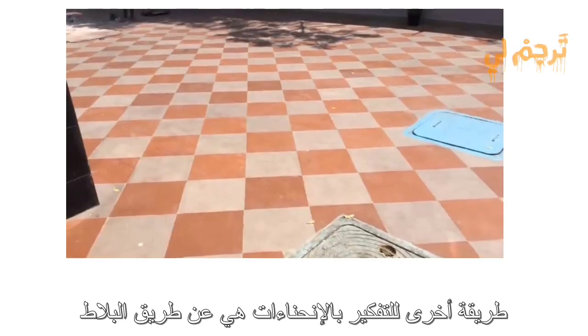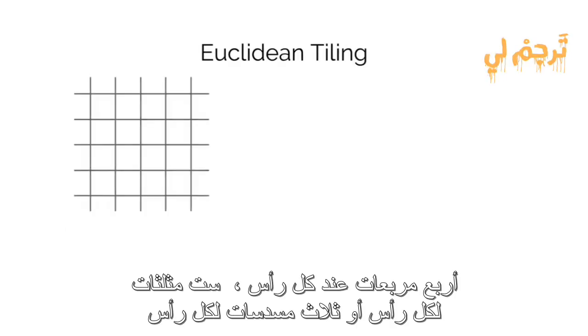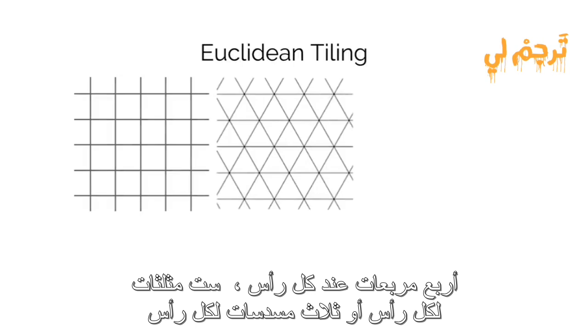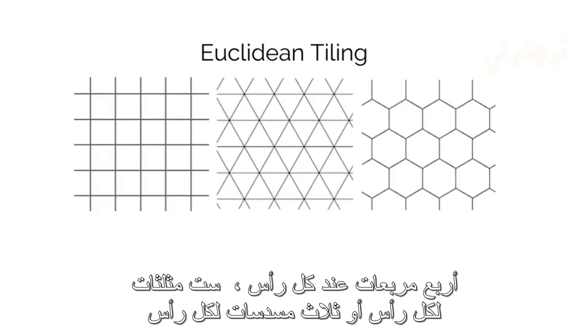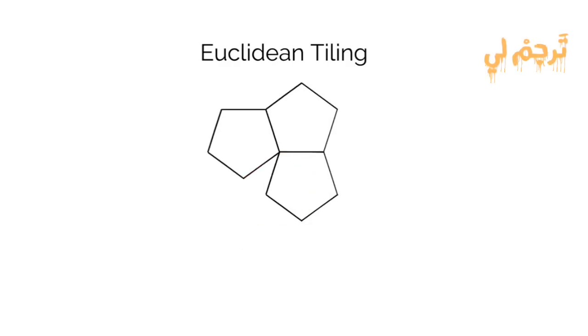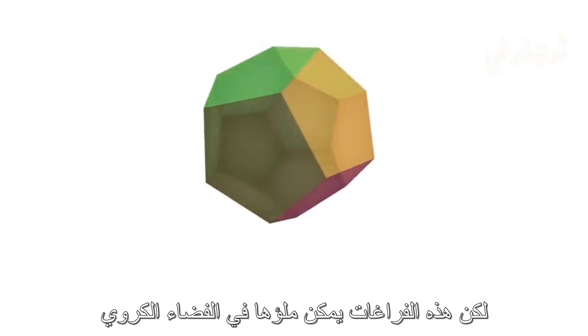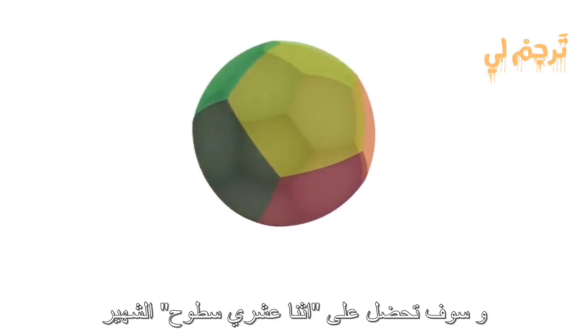Another way to think about curvature is with tiling. There's only 3 ways to tile the Euclidean plane with regular polygons: 4 squares at a vertex, 6 triangles at a vertex, or 3 hexagons at a vertex. If you were to try pentagons, you'd find that there's not enough space for 4, and too much gap for 3. But those gaps could get filled with spherical curvature, and you have the familiar dodecahedron.